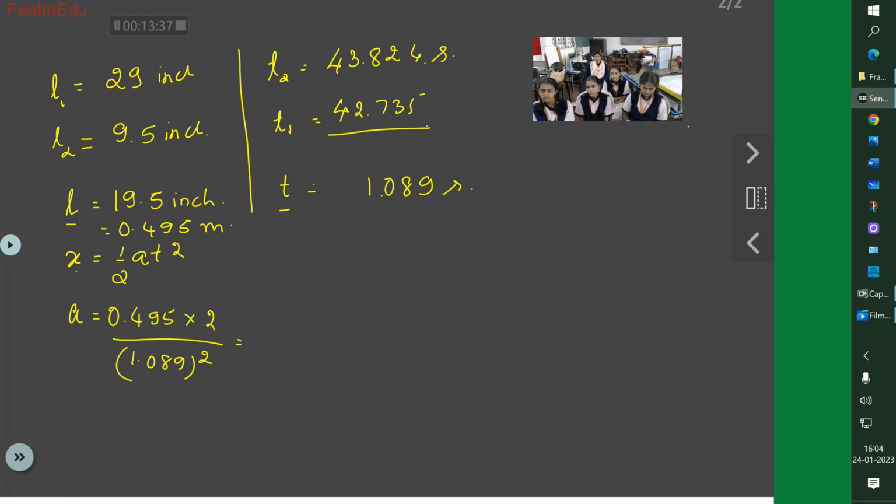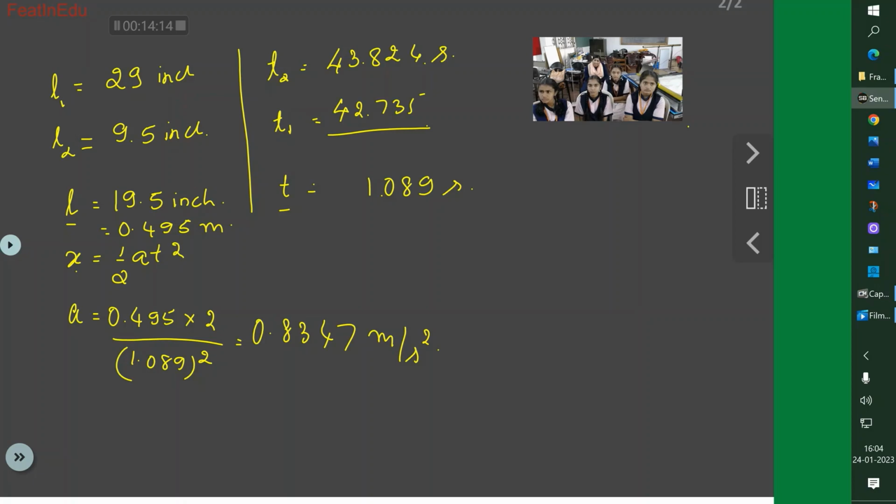1.089 whole square. So we are going to get here acceleration is 0.8347 meters per second square. So we have just now found out the acceleration of the system. Understood? Right? So this is one of the calculations that we wanted, and we just have got the calculation.